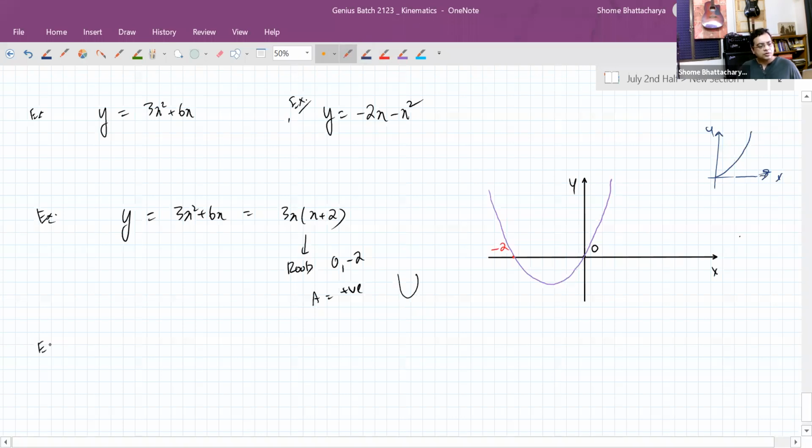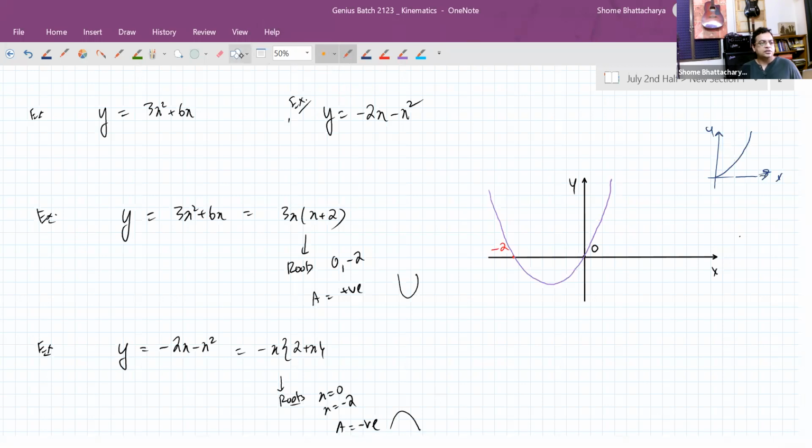Similarly, the final example. To factorize this, you can take -x common and you have 2 plus x. So this time you can see it has one root 0 and the other root -2 again, but the coefficient of x square is negative. So it's like this. So instead of a dip point, it's going to have a peak point, but that peak point is going to be on the negative side.